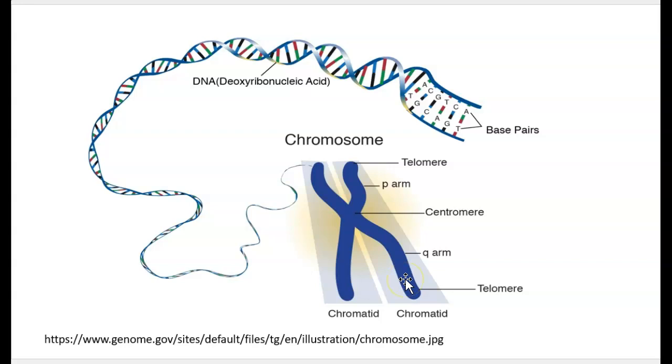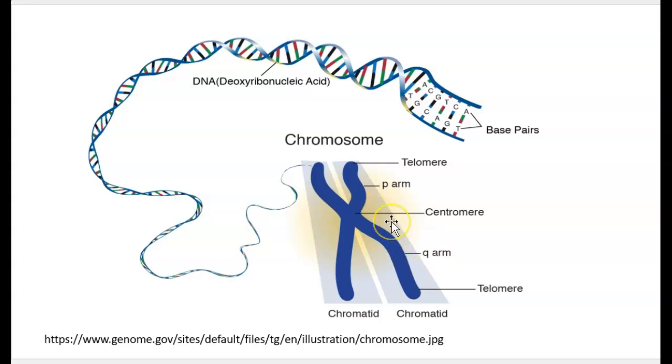We also are going to have a top and a bottom part. Typically, we look at the length of the chromatids. The section of the chromatid that's the longest is called the Q arm, and the section that is the smallest is called the P arm.